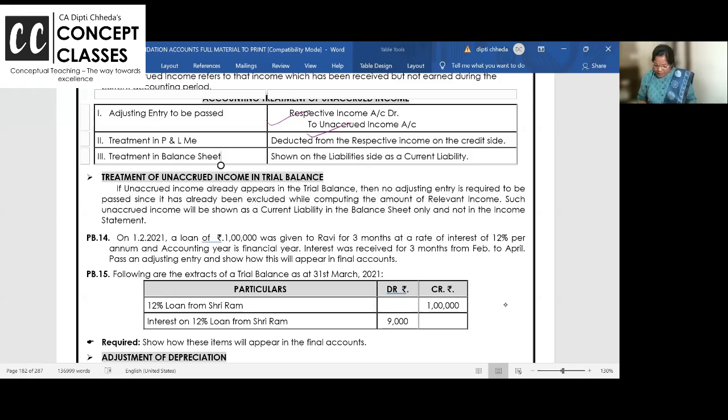On 1-2 a loan of 1 lakh was given to Ravi for 3 months at the rate of 12%. We have given the loan. Interest was received for 3 months from February to April. Cutoff is March. 1 month's interest is already received in advance. So now you have to reverse. Right or not? If income is received in advance, you have to reverse. Chalo, we'll do problem number 14th now.